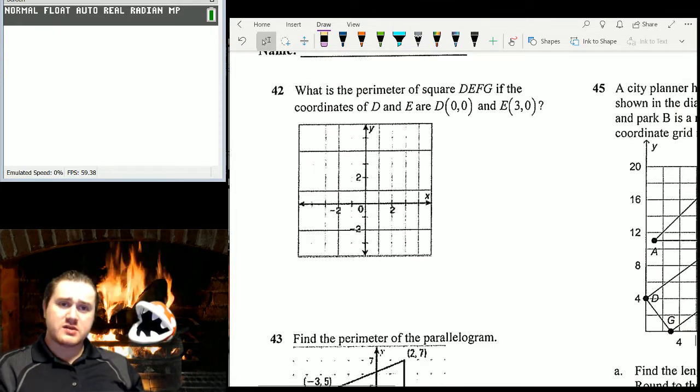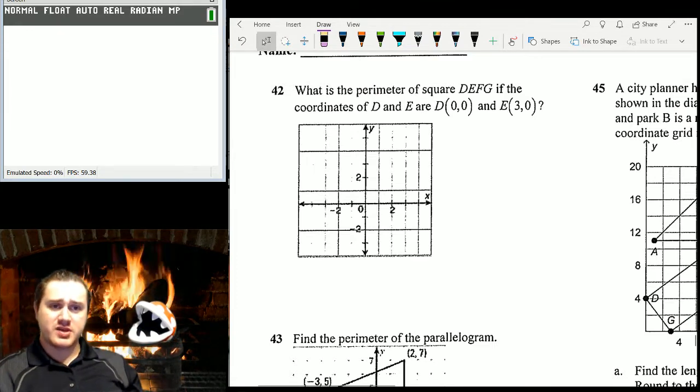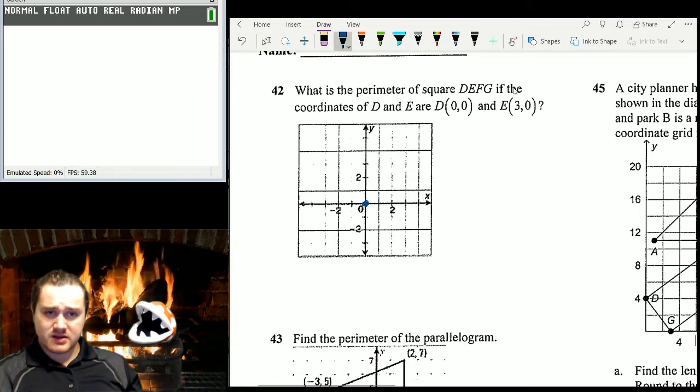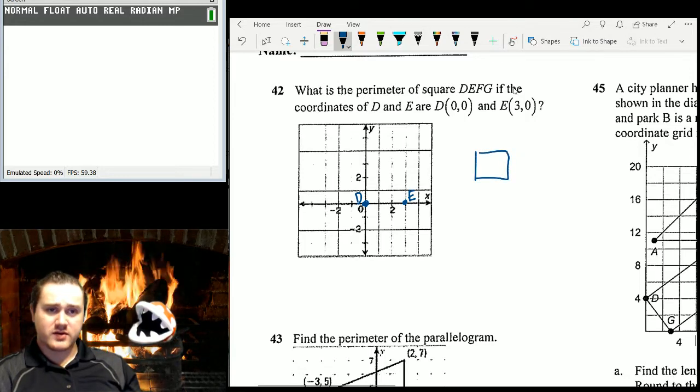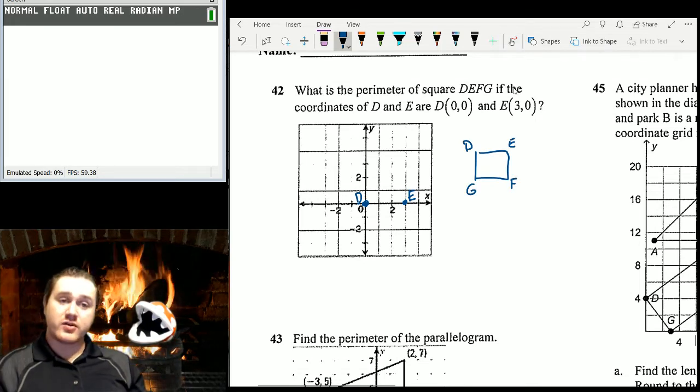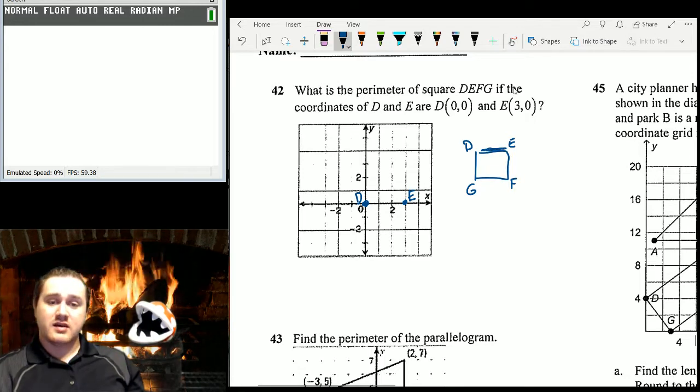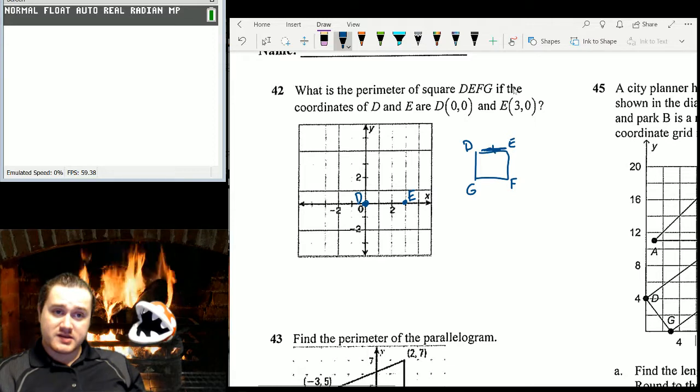Alright, number 42, it says, what's the perimeter of square DEFG if the coordinates of D and E are 0, 0, and 3, 0? So, D is here, and E is at this point here. Now, looking at square DEFG, I'm just drawing a quick one. It does not have to be in that order, but notice that DE is a side. On a square, all the sides are the same, so if we know the length of one side, we know all the lengths.